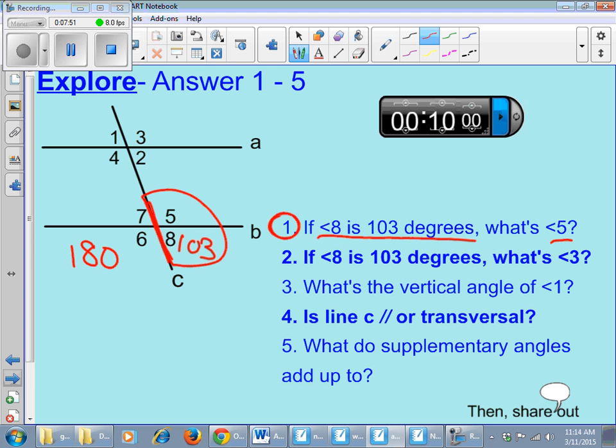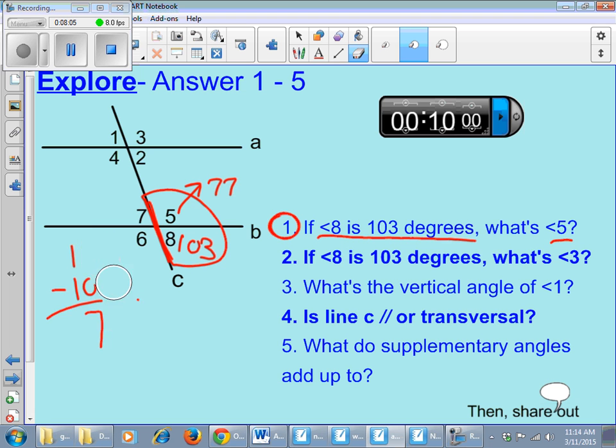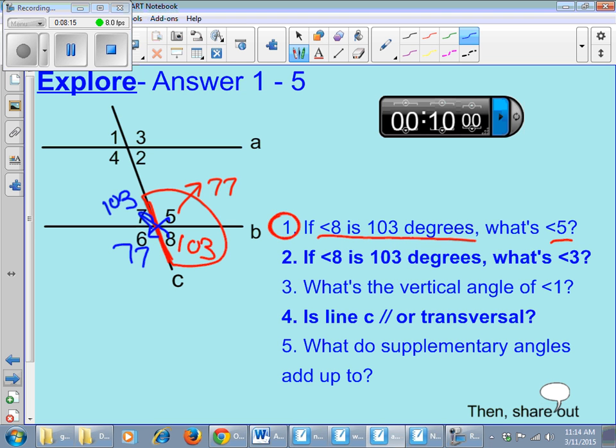I'll do 180, take away 103 that I already have. 10 minus 3 is 7, 7 minus 0 is 7, nothing left over. 5 equals 77. Now that I have 2 angles, I can fill in all of my angles. I know that 7, which is diagonal from 8, is also 103. And I know that 6, which is diagonal from 5, is 77. Then when I go up top, I know I have 77 and 103 on the bottom. And I have 77 and 103 on the top.